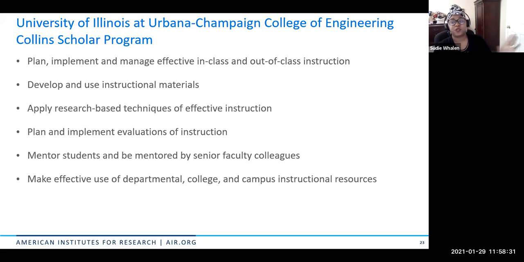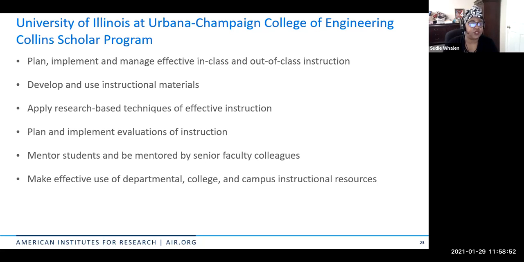So this was their overarching goal. They wanted to plan, implement, and manage effective in-class and out-of-class instruction. This is what their FLC was going to do. They were going to develop and use instructional materials. They're planning to apply research-based techniques of effective instruction, plan and implement evaluation of the instruction.